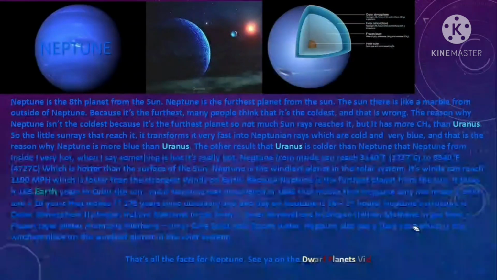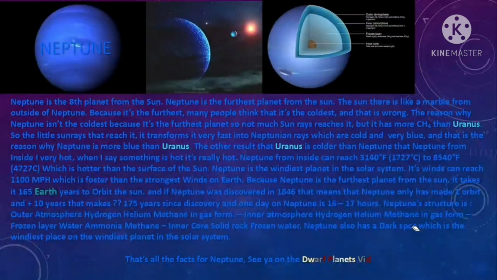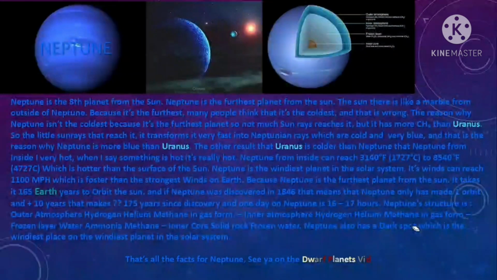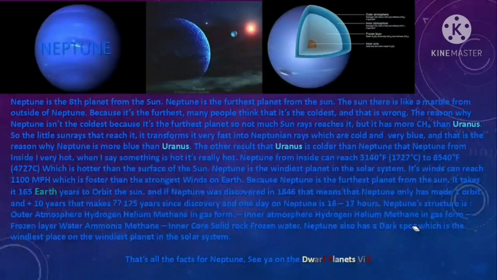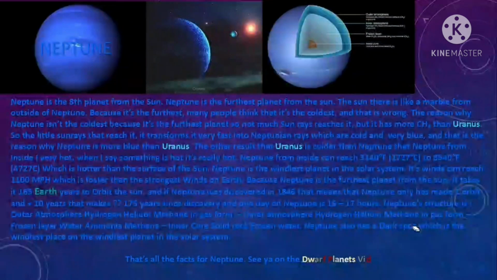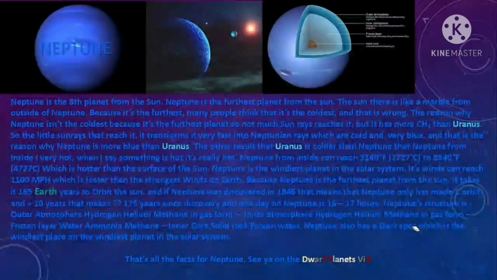Neptune's structure is: outer atmosphere, hydrogen, helium, methane in gas form. Inner atmosphere, hydrogen, helium, methane in gas form. Frozen layer, water, ammonia, methane. Inner core, solid rock, frozen water. Neptune also has a dark spot, which is the windiest place on the windiest planet in the solar system.